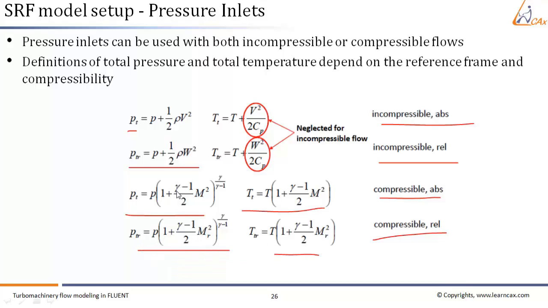Note that the definition changes if you change the flow type and the velocity formulation, and the velocities change. In this case it is absolute velocity, in this case it is relative velocity. Again, in the case of the compressible absolute formulation, the Mach number is defined using absolute velocities, and here it is relative velocity. So that is the change in the definition of total quantities like total pressure and total temperature.